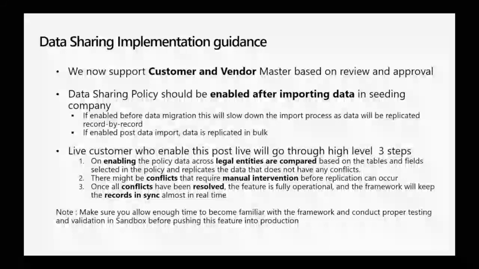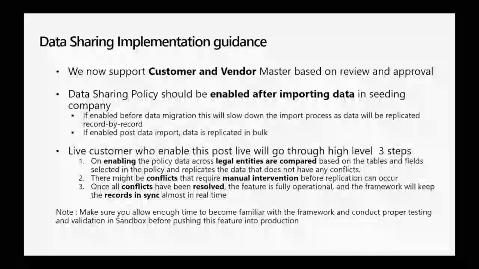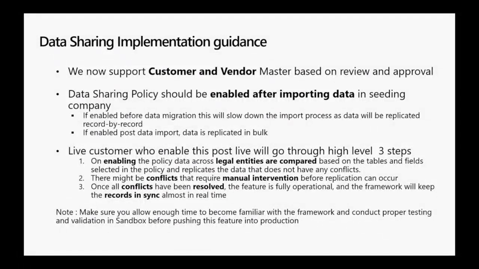For customers who are live already, as I mentioned, it would be a 3-step phase. You would have data in legal entity 1, data in legal entity 2. There might be discrepancies, so you enable. Then you would first see if there are conflicts. You would refresh, fix those replication issues, and make sure you select which one will be the dominant one. Once all conflicts have been resolved, you really have a system which is synchronized and doesn't have any wrong data.